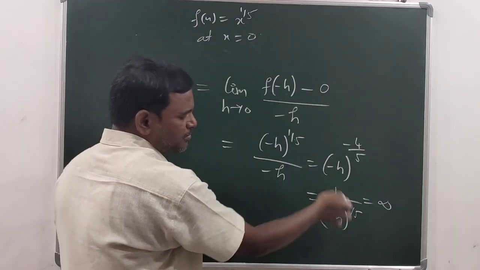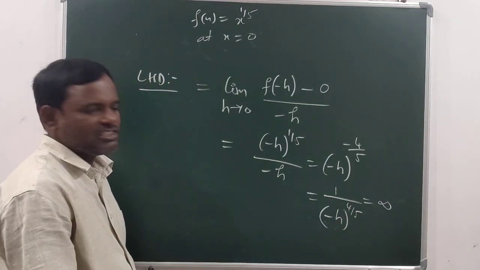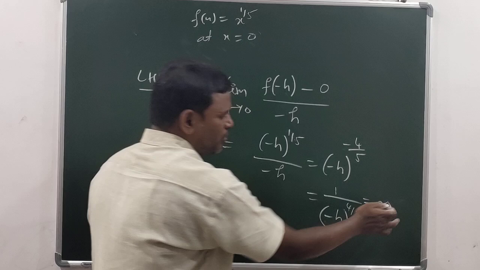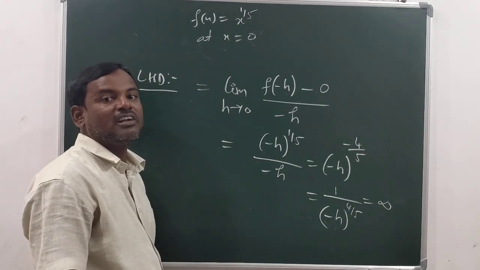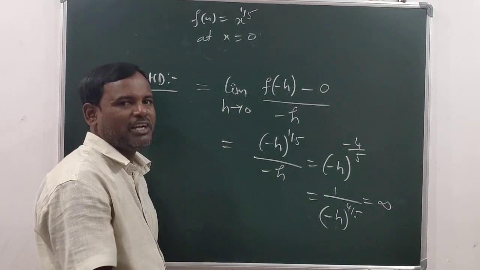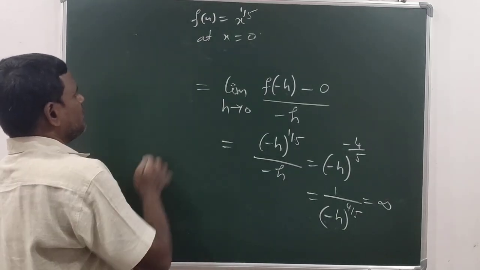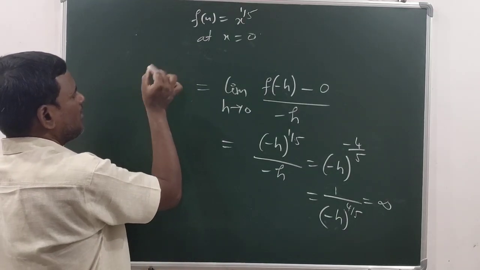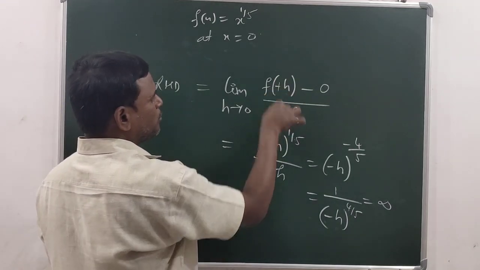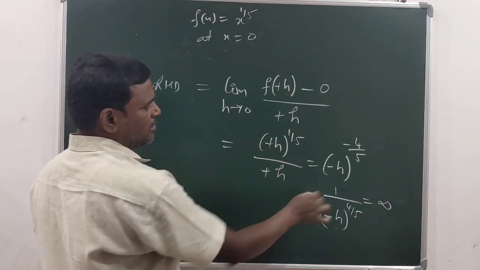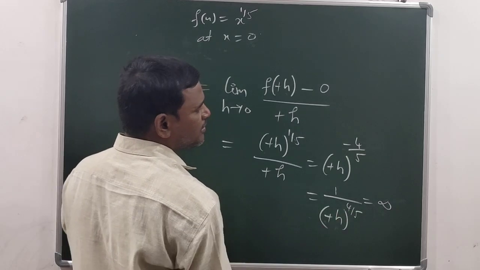Because this is meaningless, mathematically not defined, you have to express it with this symbol: not defined. That is one of the indeterminate values. In the same manner, find the RHD. What you have to do? Here you have to put plus, that's it. So the same result you will get.